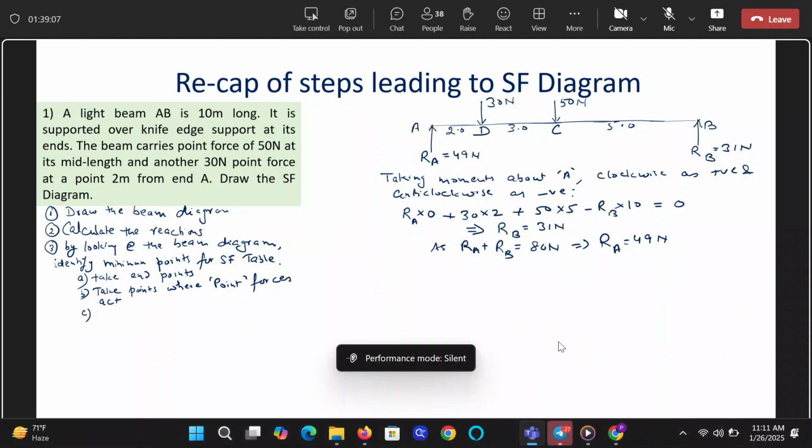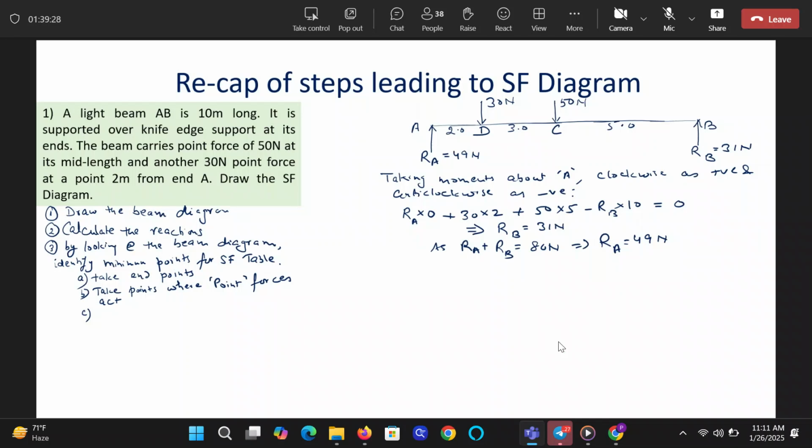Guys, I'm looking at the diagram and I'm identifying what is the minimum number of points I need to take to make the SF table. Is that clear? Yes, sir. Okay. Guys, why have A and B qualified? Can somebody tell me? Because they are the endpoints, sir.